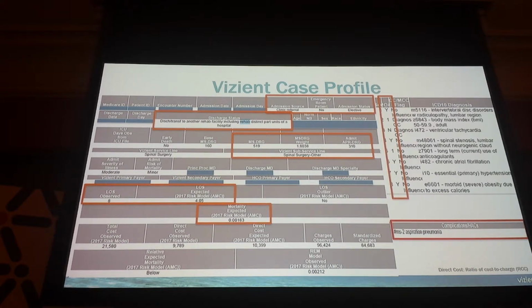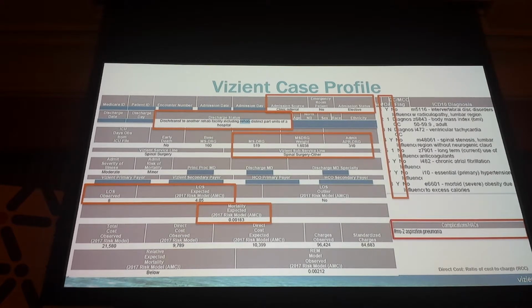The Vizian case profile also tells us the service line. It was a spine surgery service line that the patient fell under, with a DRG of 519, which will direct us to which model the patient was under. The values to note here: length of stay observed of 8 days and length of stay expected of 4 days. A red flag for us to look at any clinical or operational events that may contribute to that extended length of stay.